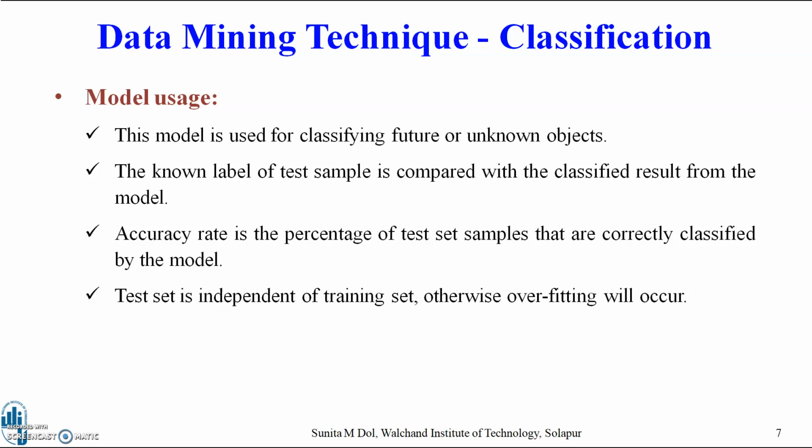Now consider the second step, that is the model usage. This model is used for classifying the future or the unknown objects. The known label of a test sample is compared with the classified result from the model. The accuracy rate is the percentage of test set samples that are correctly classified by the model. The test set is independent of the training set, otherwise overfitting will occur.